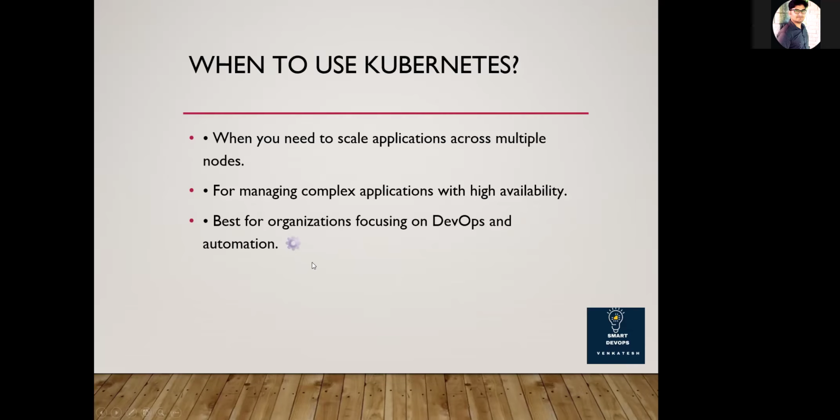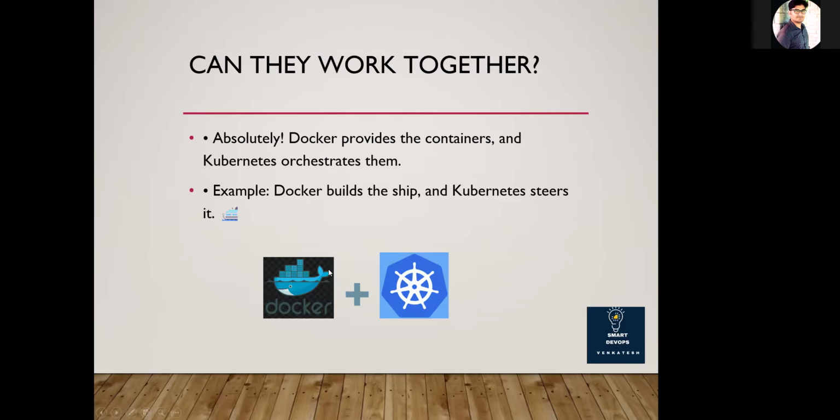Let's go to how these two can work together. Absolutely, and here is where the magic happens. Docker and Kubernetes are not rivals, as I said, they are partners. Just mark my words: you can use Docker to containerize your application and Kubernetes to manage those containerized applications at scale. It will take those containers and scale them. This combination offers the best of both worlds: simplicity during development and robustness in production.